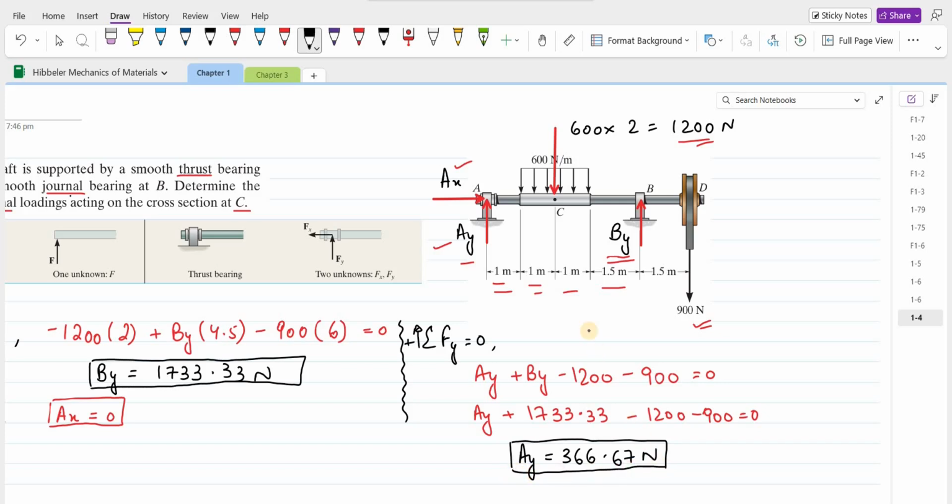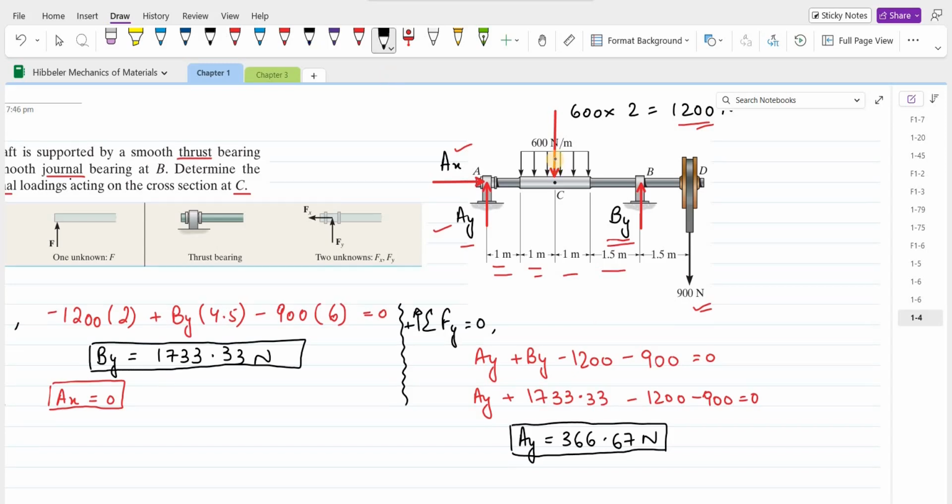Now with the help of these support reactions, we have to find the internal loadings acting on the cross section at C. So if I make a section through point C, we can consider either side of this section for the further analysis. For simplicity, I am going to consider the left hand side of this section, and if I draw it separately, then it would look something like this.